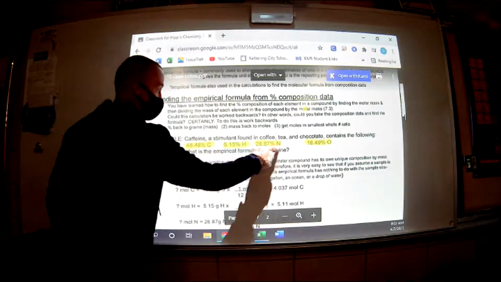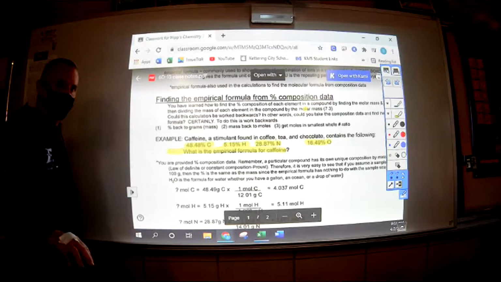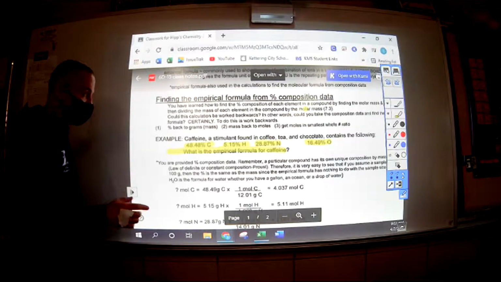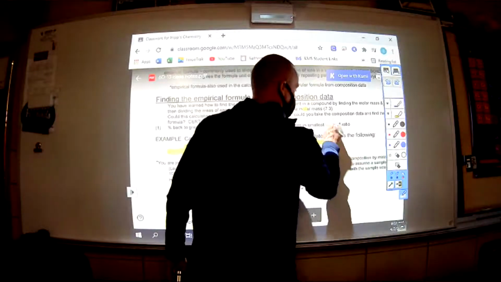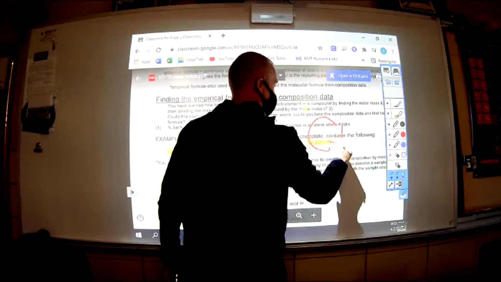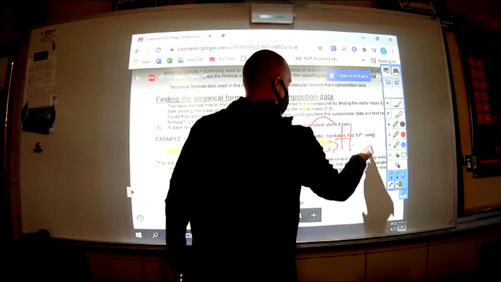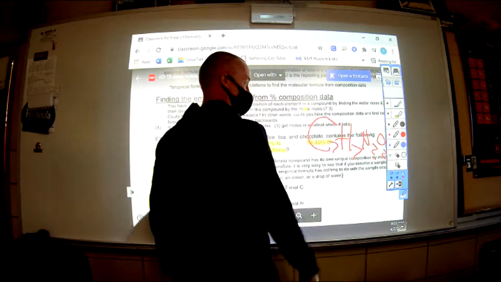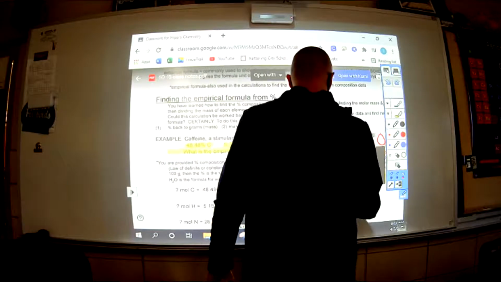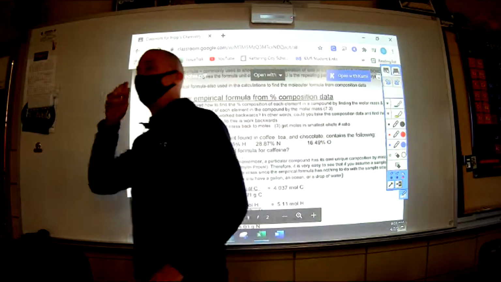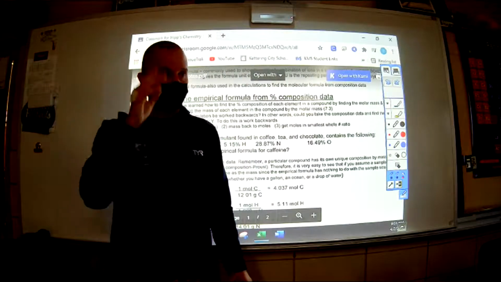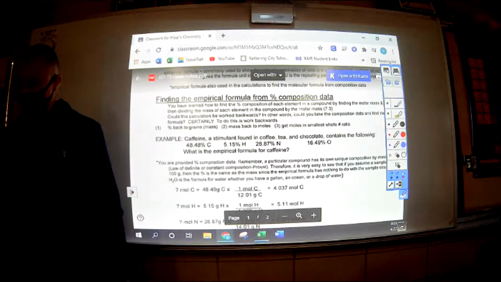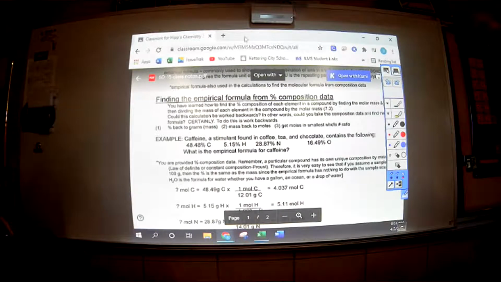But now they're wanting the empirical formula for caffeine. They want to know what the formula is. What is the formula? C what? H what? N what? O what? That's what they're trying to find. And a formula gives the mole-to-mole ratios, reduced, of each element in that compound when we're looking for the empirical formula. So how do we do this?